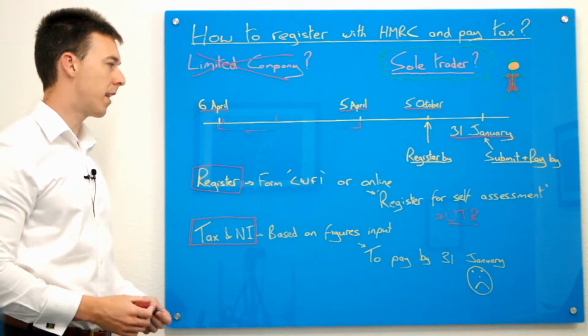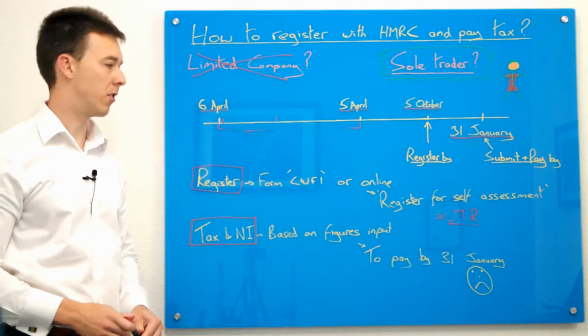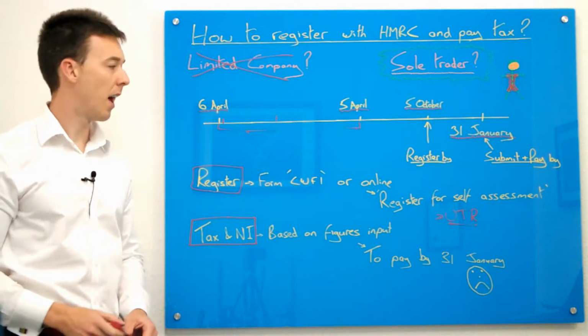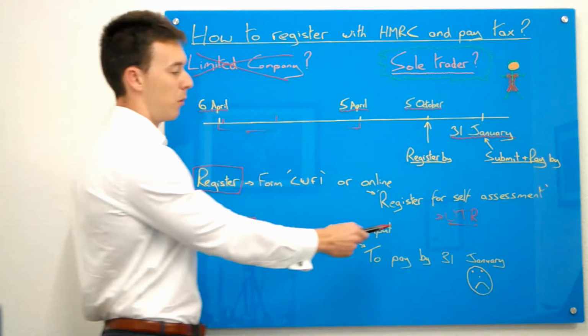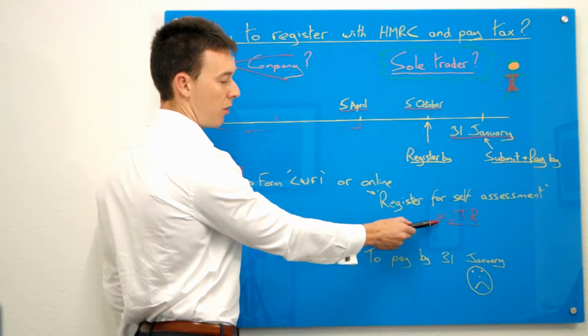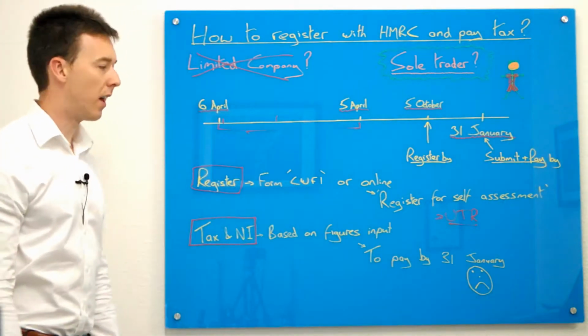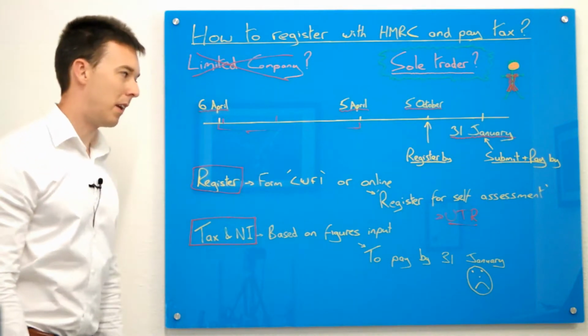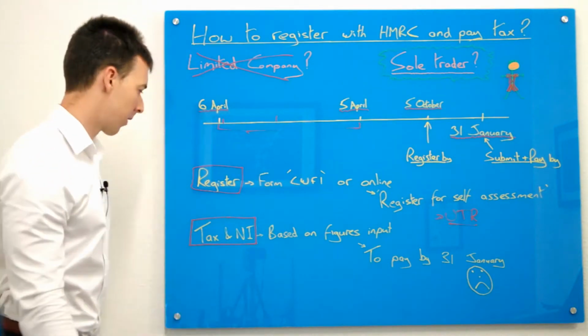Okay, so once HMRC have received that application, they'll then write to you to confirm that you're registered for self-assessment. And along with that, they will also issue you with a 10-digit UTR tax reference, okay? And that's the tax reference number that you would need to submit your tax return each year.